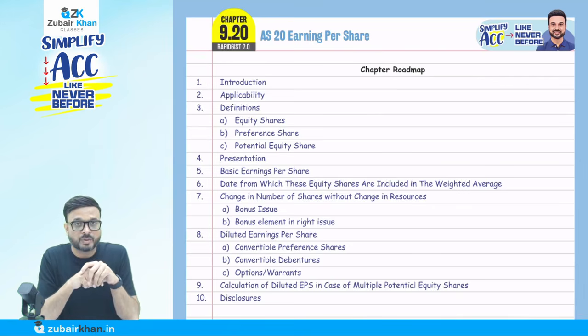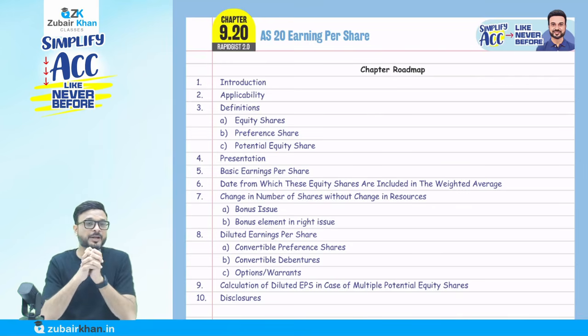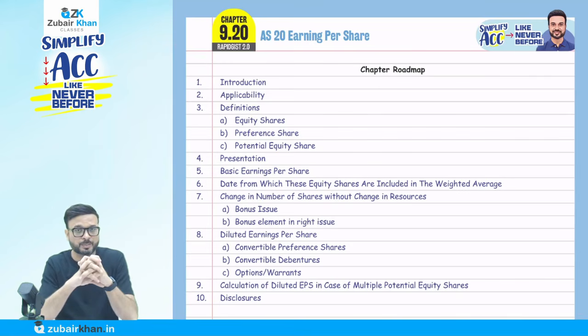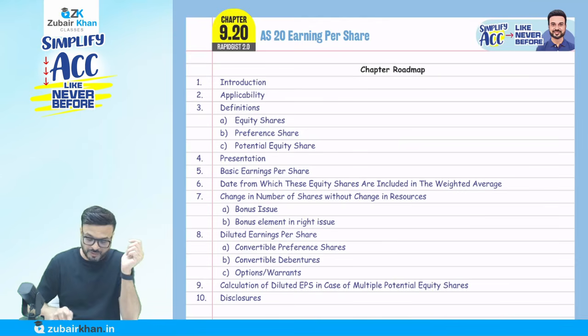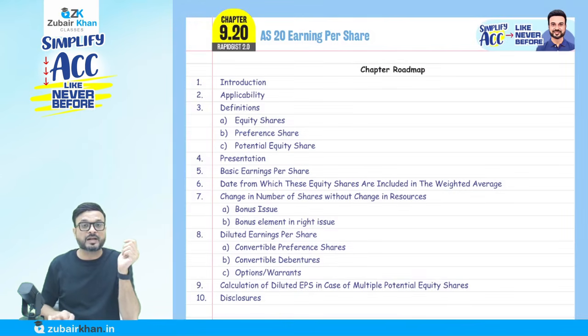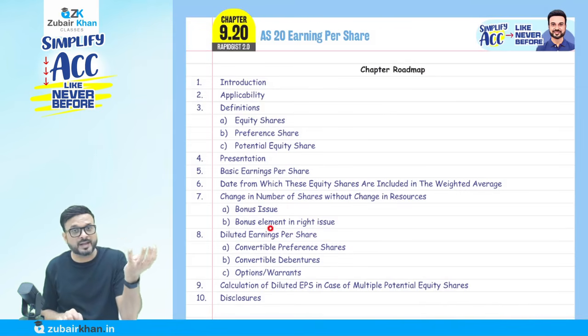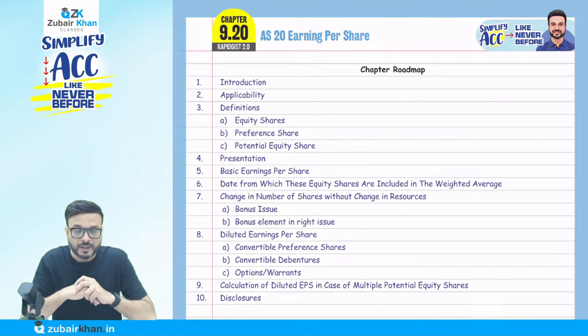So we will discuss the introduction, then applicability, then certain definitions: what is equity share, preference share, potential equity share, then presentation, basic EPS, the date from which equity shares are included in the weighted average, then change in number of shares without change in resources, bonus issue, bonus element in rights issue, diluted EPS, then convertible preference shares, convertible debentures, options or warrants, and calculation of diluted EPS in case of multiple potential equity shares, and lastly the disclosure.